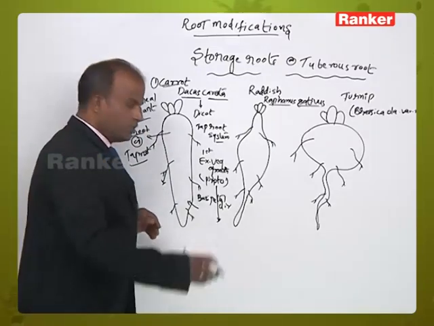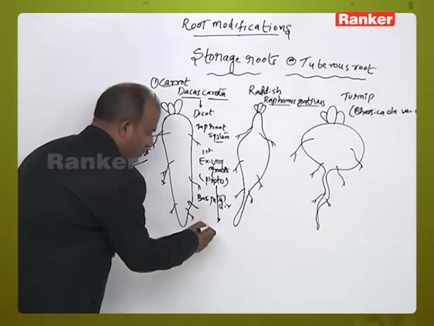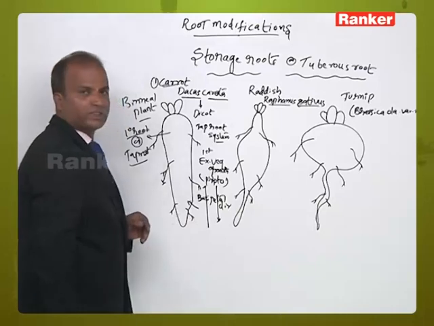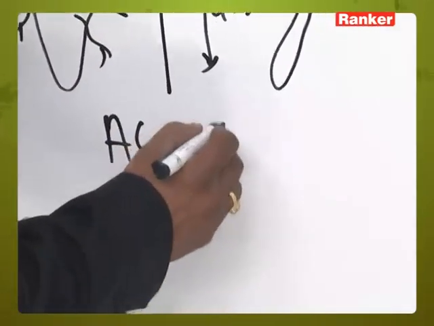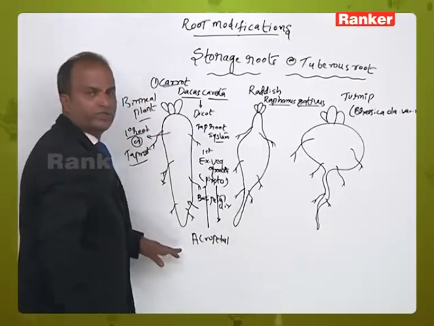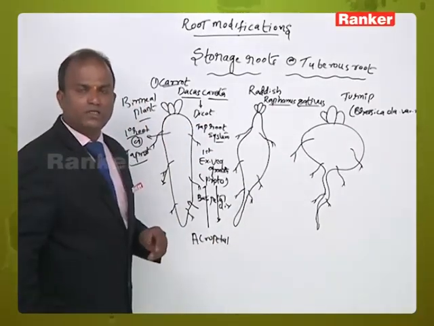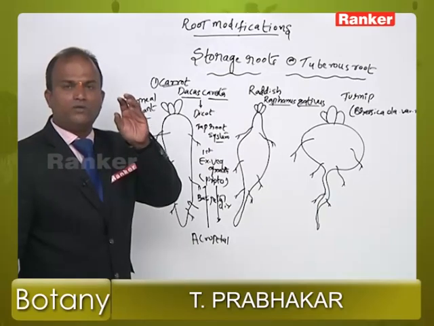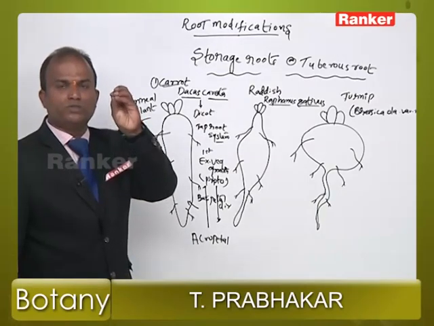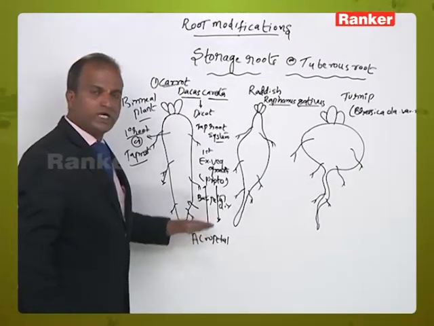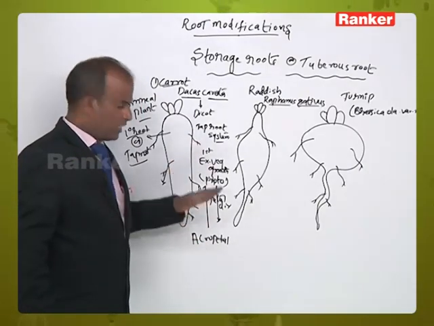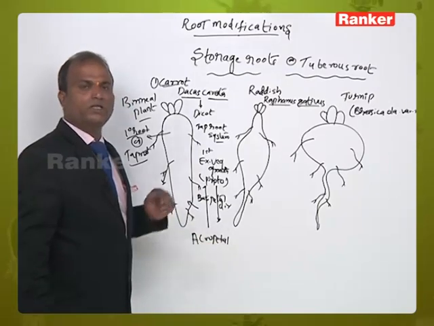During the second year, the food materials move in the upward direction. Which direction is that? The acropetal direction, for the production of flowers, fruits and seeds. For the production of fruits and seeds, the food materials move in the upward direction, that is nothing but the acropetal direction.